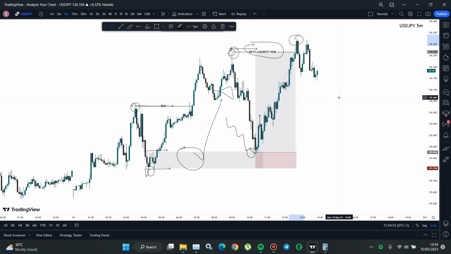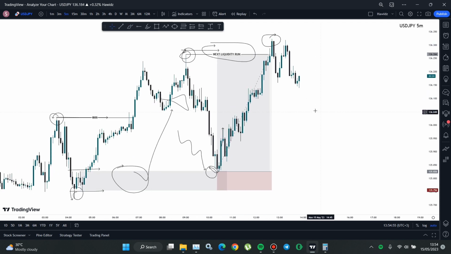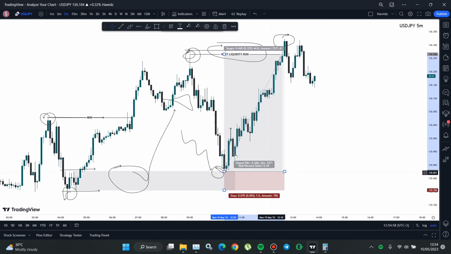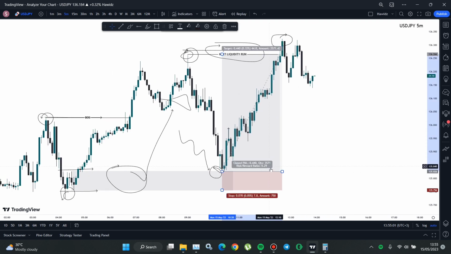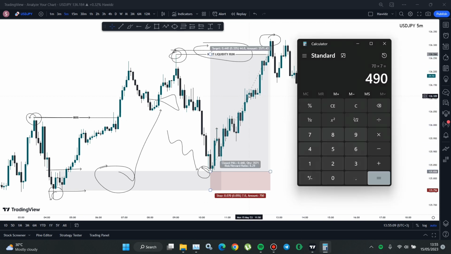Now, however, let's just get into the trade and see how I managed this lot size, right? So this was a 1 to 6 RR trade with a stop loss of 7 pips and a take profit of 44 pips. So I'm just going to bring up my calculator here and we're going to work this out, right? So assuming that I was trading a 100k account, right? So 100k account, right? And I wanted to risk a set percentage of that account in this trade.